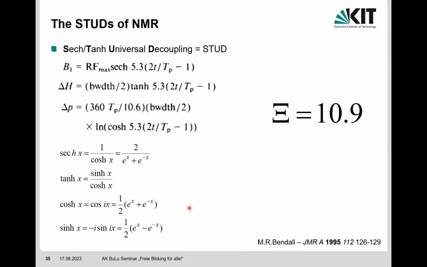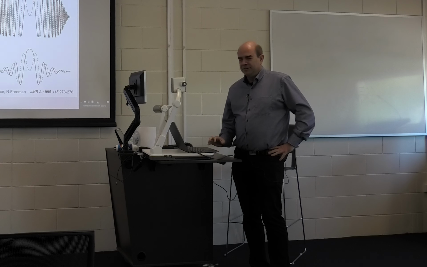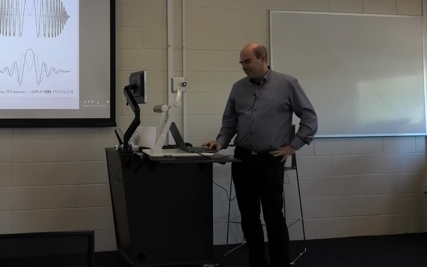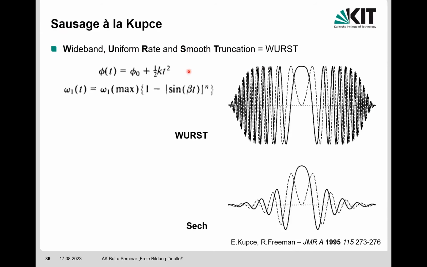And a few months later, there came a decoupling scheme up that we still use today quite a bit. And that was the Wurst decoupling, wideband uniform rate and smooth truncation. And as you may all know, Wurst is German and it means sausage. So yeah, the shape of the Wurst pulses, the chirp-like pulses, reminds of a sausage. And they have the big advantage that you have a constant amplitude here. So you do not have any outliers.